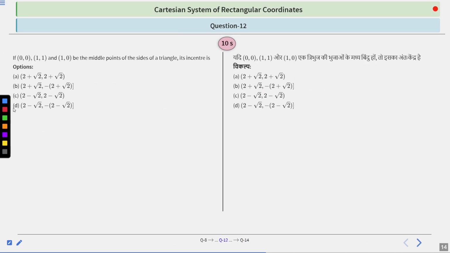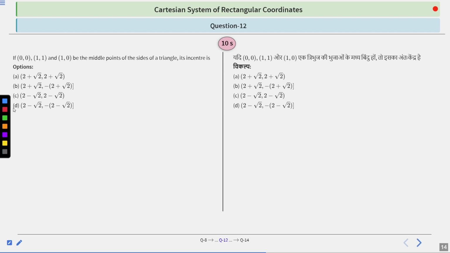Question number 12 says: if (0, 0), (1, 1) and (1, 0) are the middle points of the sides of a triangle, its incenter is. We basically have to find the incenter. Clear? So we know the coordinates of the midpoints of the sides of the triangle. Midpoints of the triangle are (0, 0), (1, 1) and (1, 0).